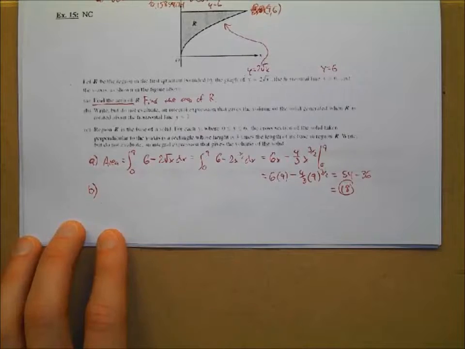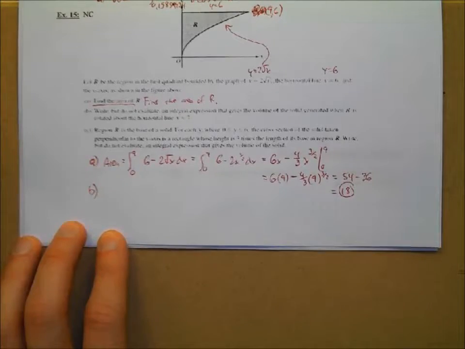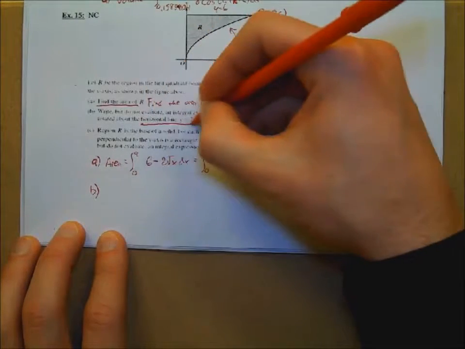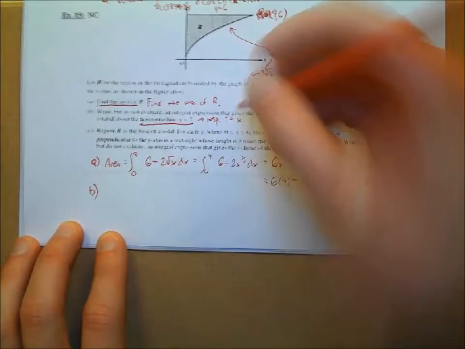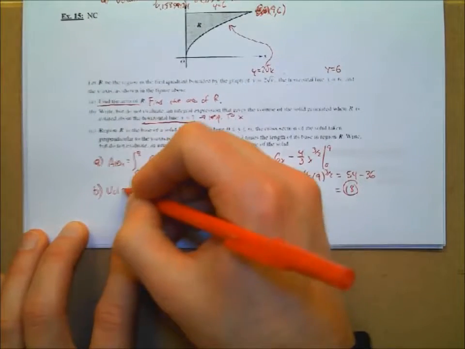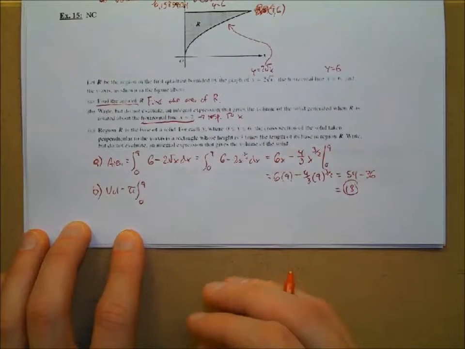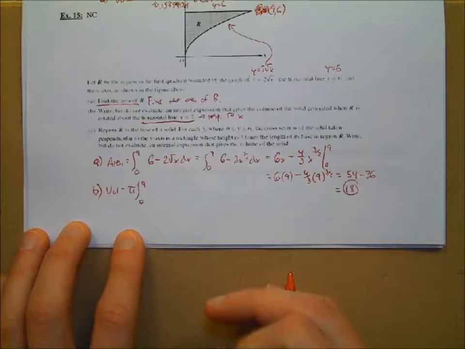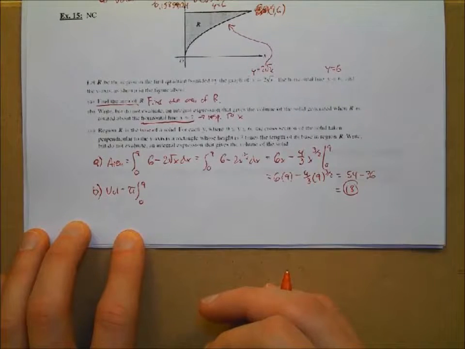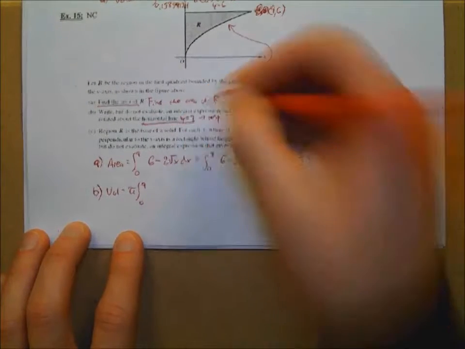Anyway, letter B: write but do not evaluate an integral expression that gives the volume of the solid generated when R is rotated about the horizontal line y equals 7. We don't have to solve it. Rotating about the horizontal line y equals 7 means integrating with respect to x. So the volume is equal to pi times the integral from 0 to 9. That axis of rotation, y equals 7, is above our curve.